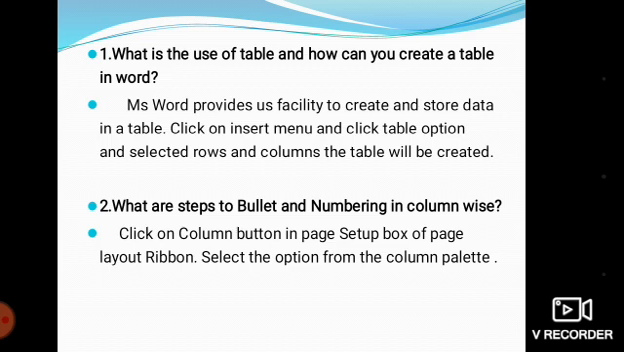Next question is, what are the steps to add bullets and numbering in column wise? Anyone answer means? Raise your hands. Yes. Click on the Columns button in the Page Setup box of the Page Layout ribbon. Select the option from the column palette. So, added bullets and numbering in column wise.